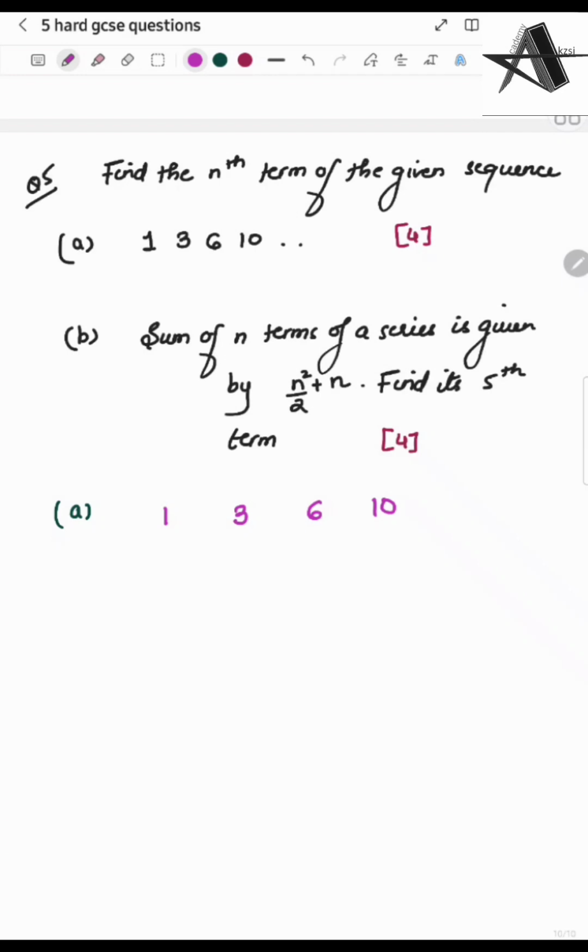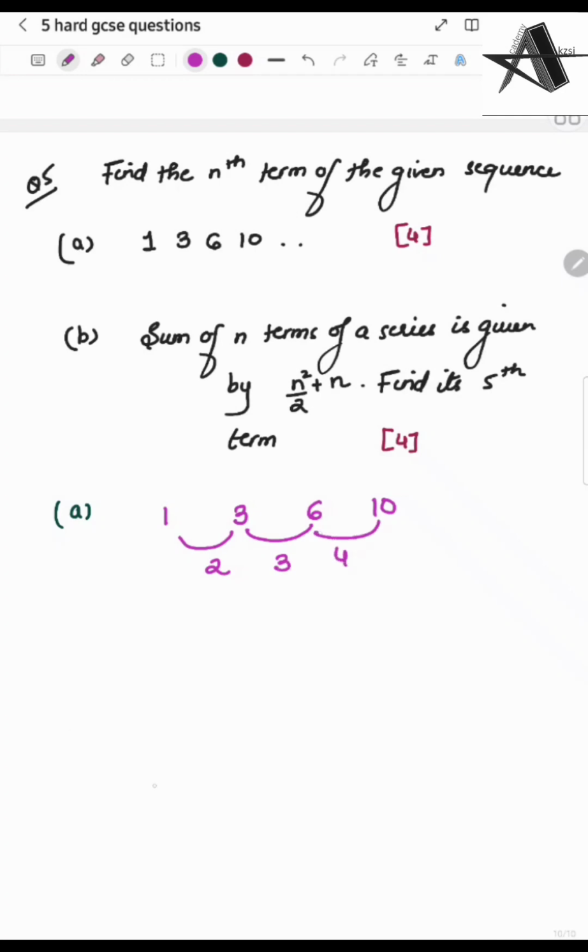Whenever we have to calculate the nth term, the first thing you have to do is find the difference: next term minus previous term. Always do this because we get to know the common difference by which we are adding, so that we can get the next term. This is 2. 6 minus 3 is 3. 10 minus 6 is 4.